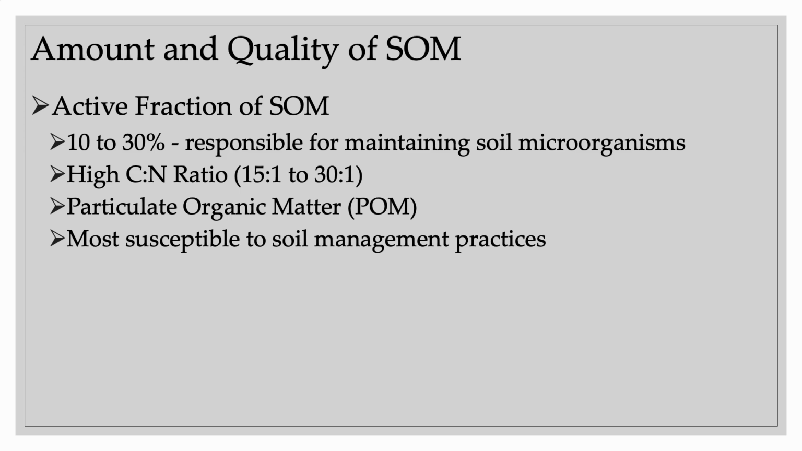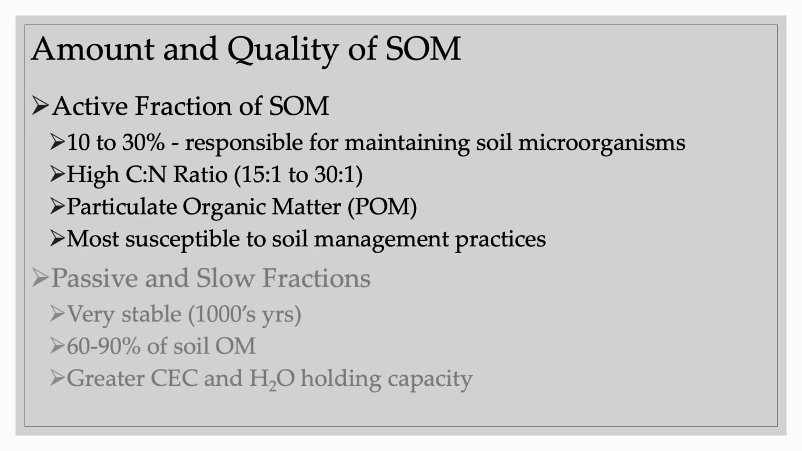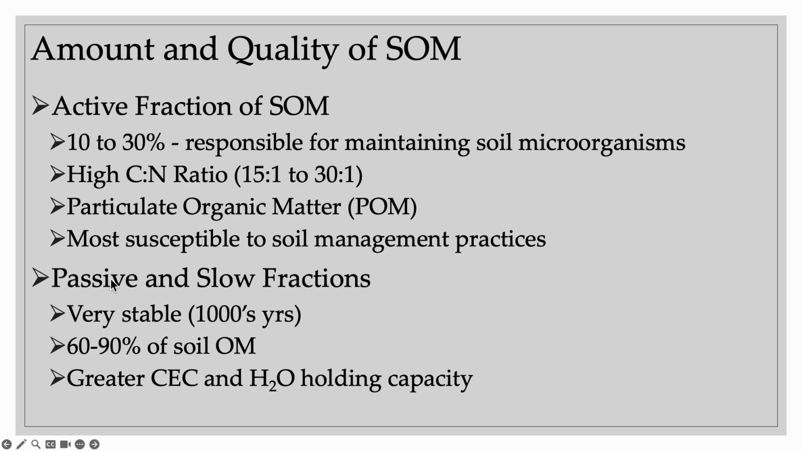All right, so we have two fractions, or two different types of soil organic matter. We have the active fraction, and this is going to have a high carbon to nitrogen ratio. About 10 to 30% of our total soil organic matter is going to be in the active fraction. And so this is going to be the most susceptible to soil management practices because it's not very stable.